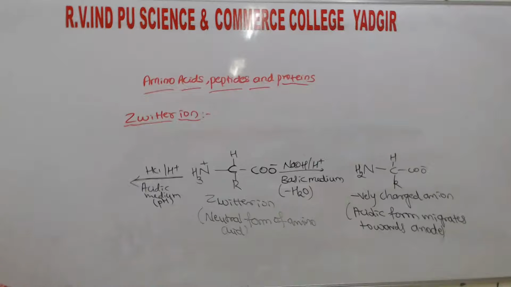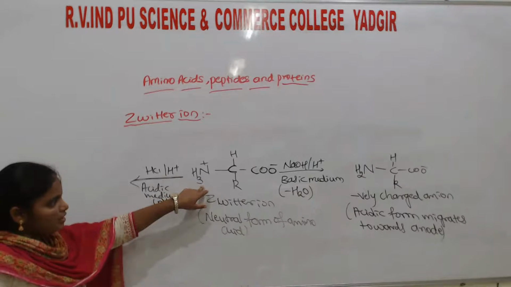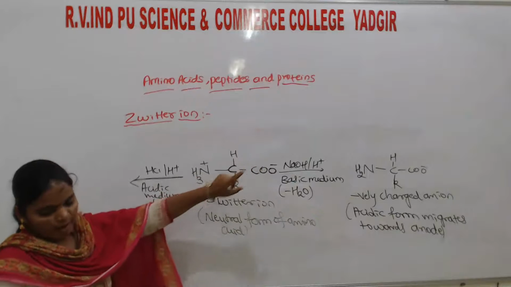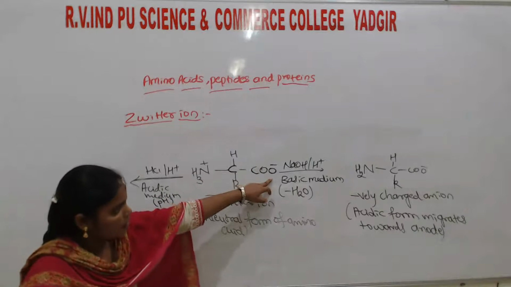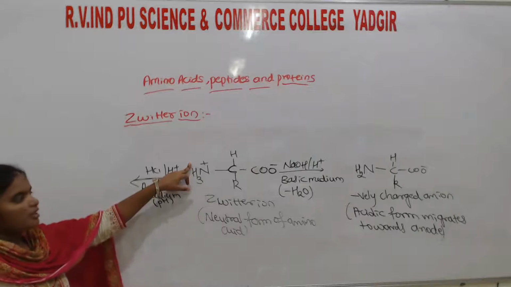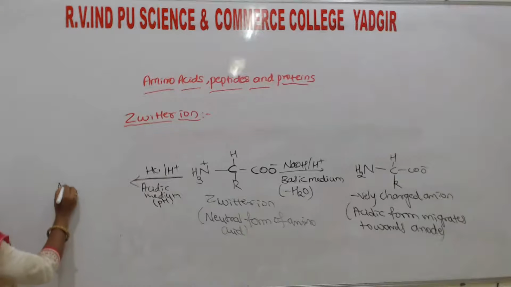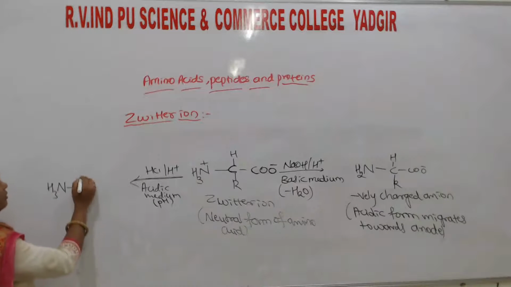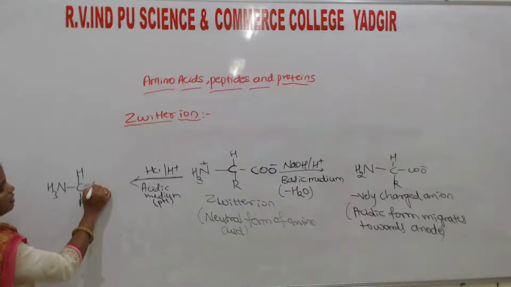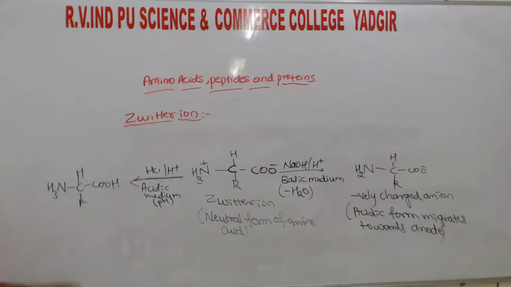The formation is NH3 H R CO minus, and in the presence of H it accepts the proton and gets a positive charge. Here the formation is NH3 C H R COOH. This gets a positive charge, so it is a positively charged ion.